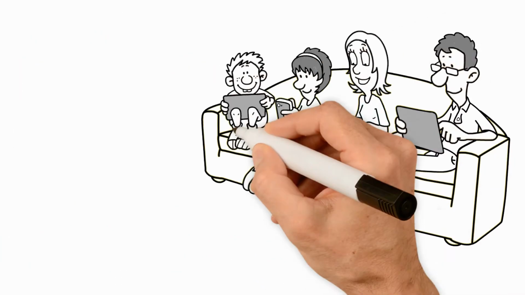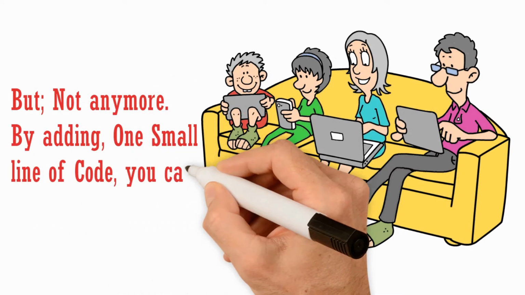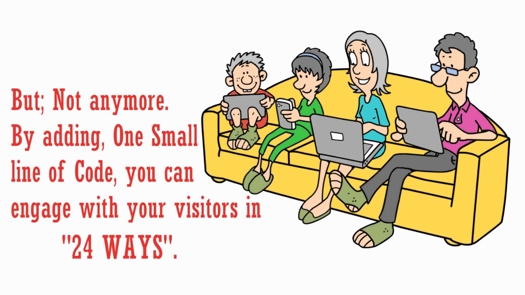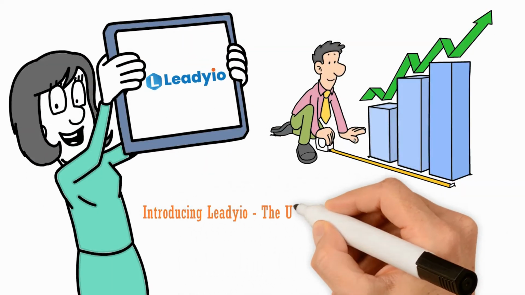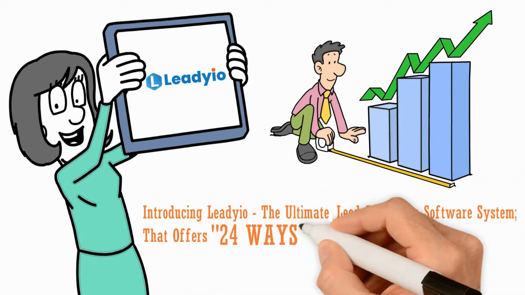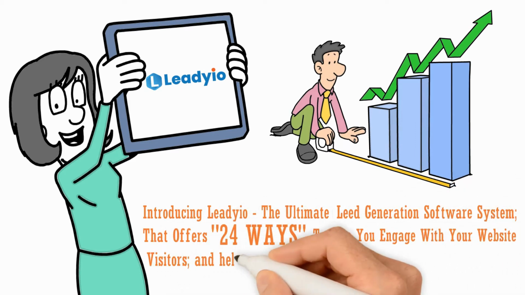By adding one small line of code, you can engage with your visitors in 24 ways. Introducing Leadio, the ultimate lead generation software system that offers 24 ways to help you engage with your website visitors, and help you increase your conversion by 10 times.